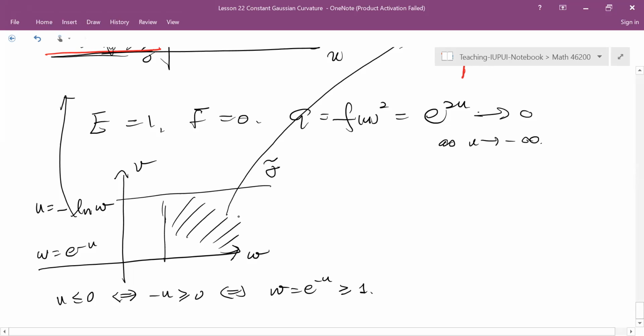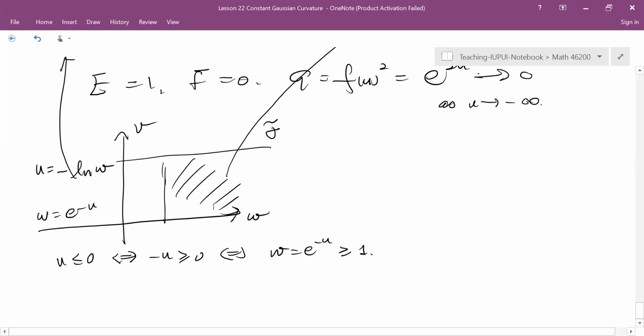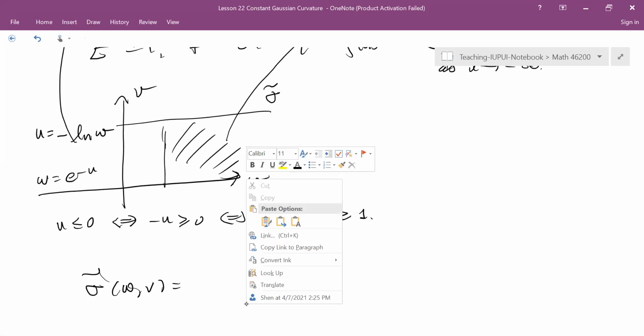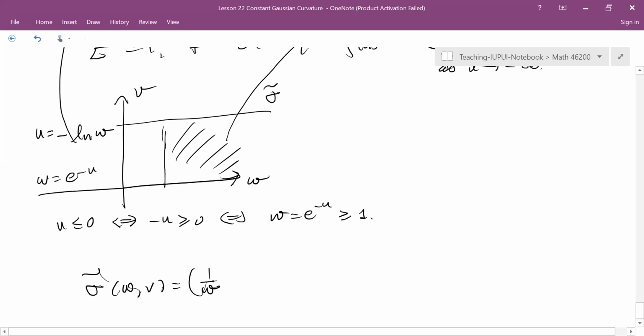Flip it over to that, so I get a map. W is greater than 1. And then I construct sigma of w, v. Which is going to be, u is going to be e to the... So e to the u is 1 over w. So 1 over w cosine v, 1 over w sine v.